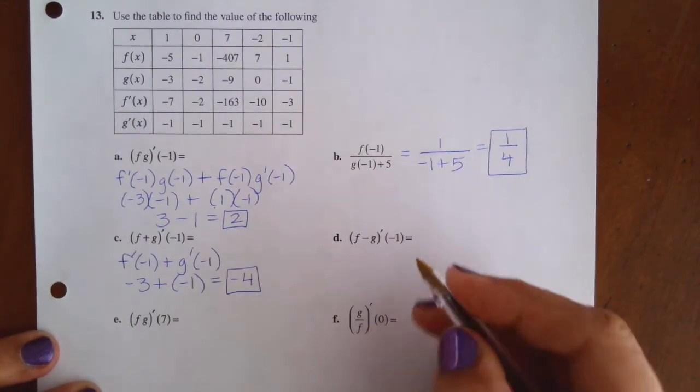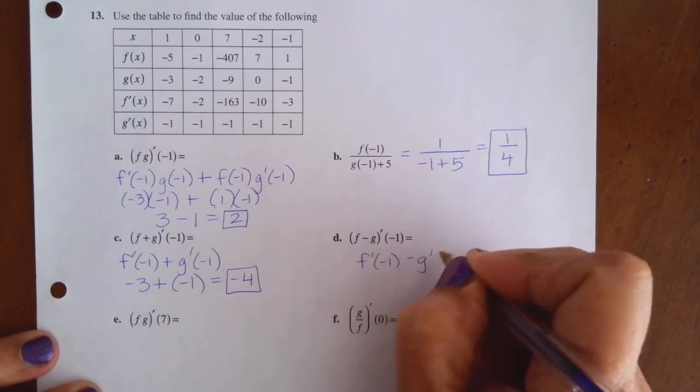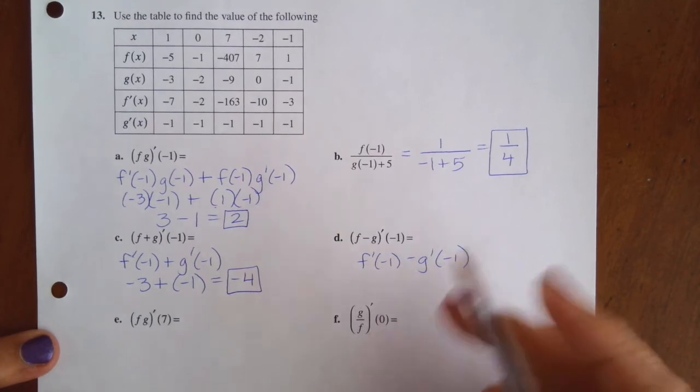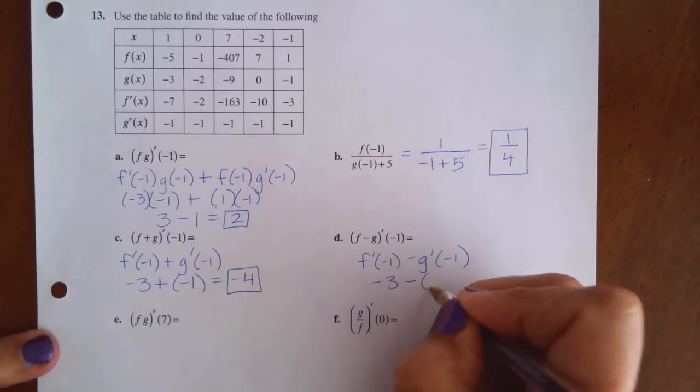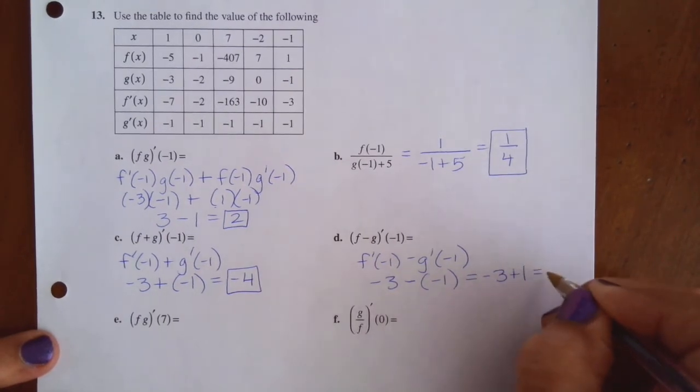Same thing with D. F prime of negative 1 minus g prime of negative 1. That's just a subtraction. So f prime of negative 1 is negative 3, minus g prime of negative 1, which was negative 1. So this time we end up with negative 3 plus 1, so we get negative 2.